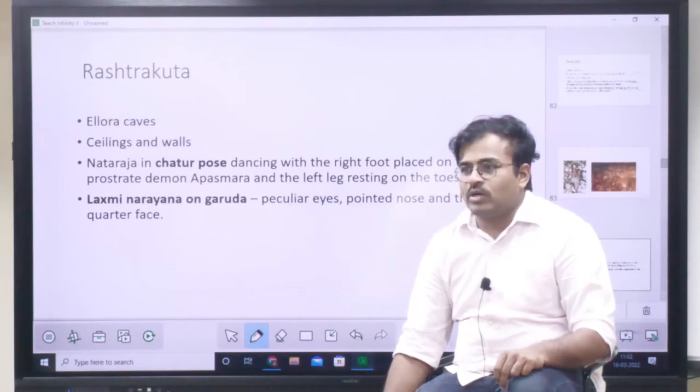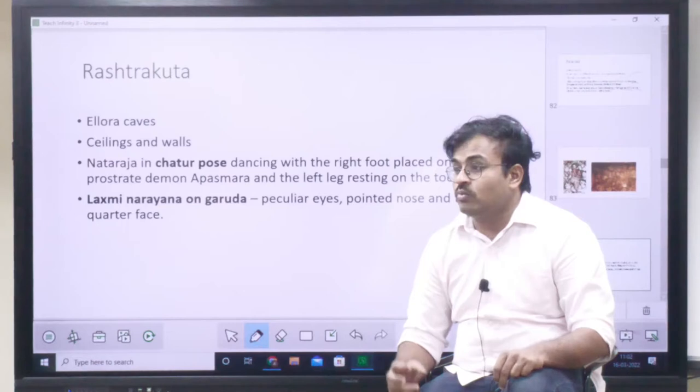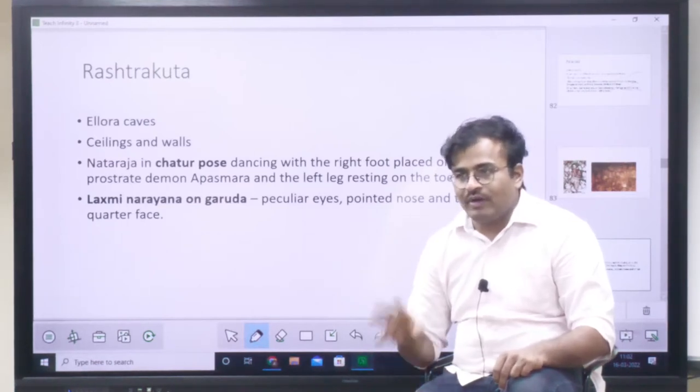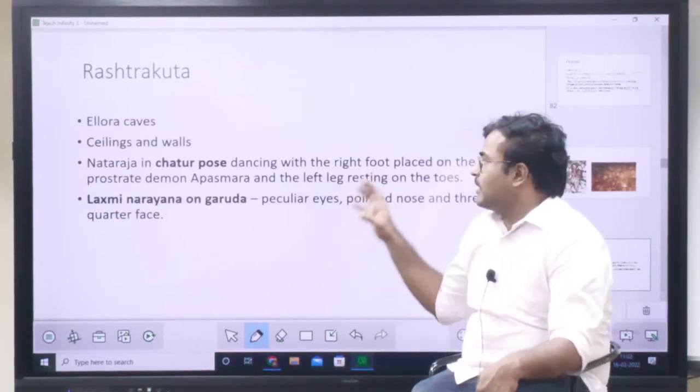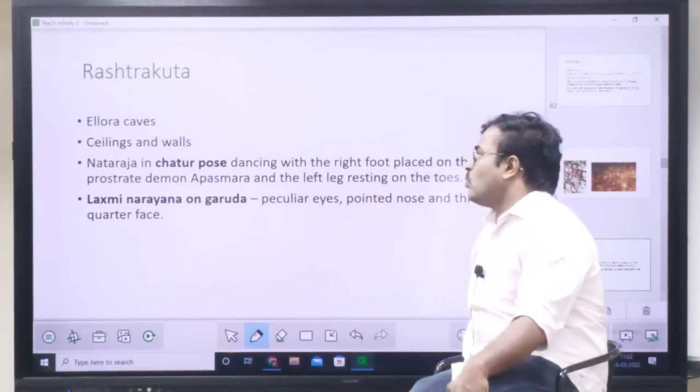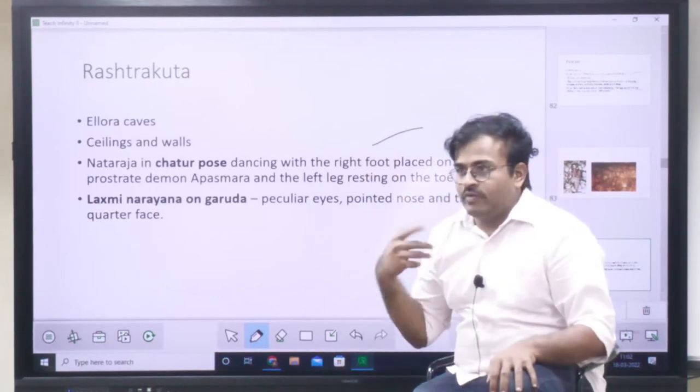In Ellora, you know about the Kailashanatha temple. But if you are not aware that there is a painting tradition, then you might mark it wrongly. Are you getting what I'm trying to say? So you have to know that in Ellora also, there is a painting tradition of its own. The Rashtrakuta paintings are present here, and the ceilings and walls are drawn with these paintings.